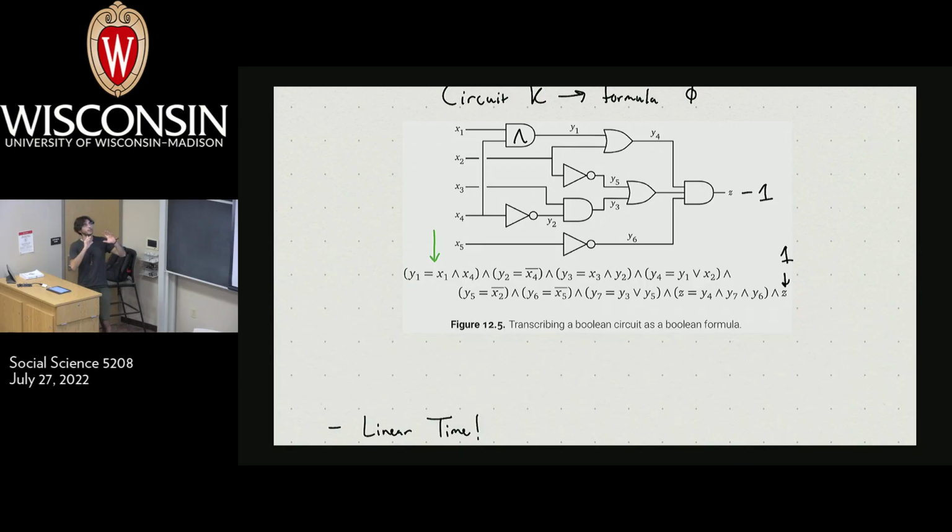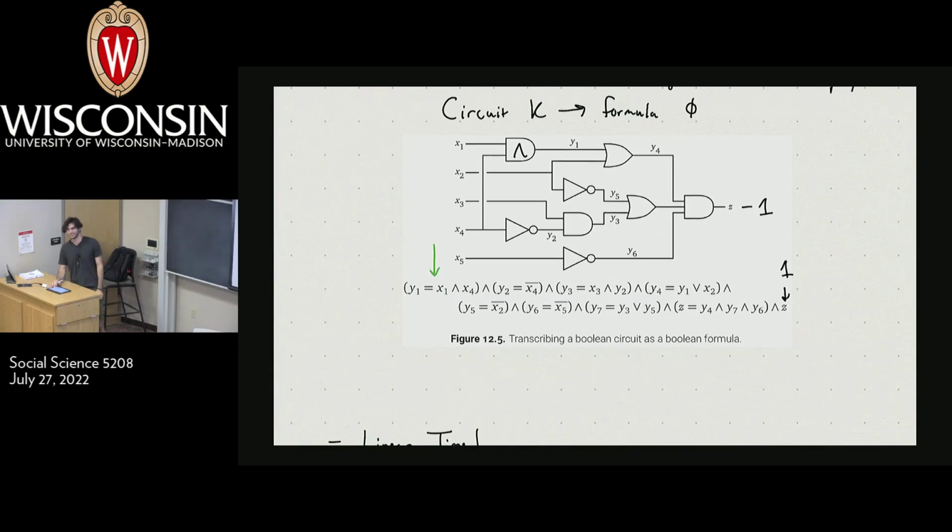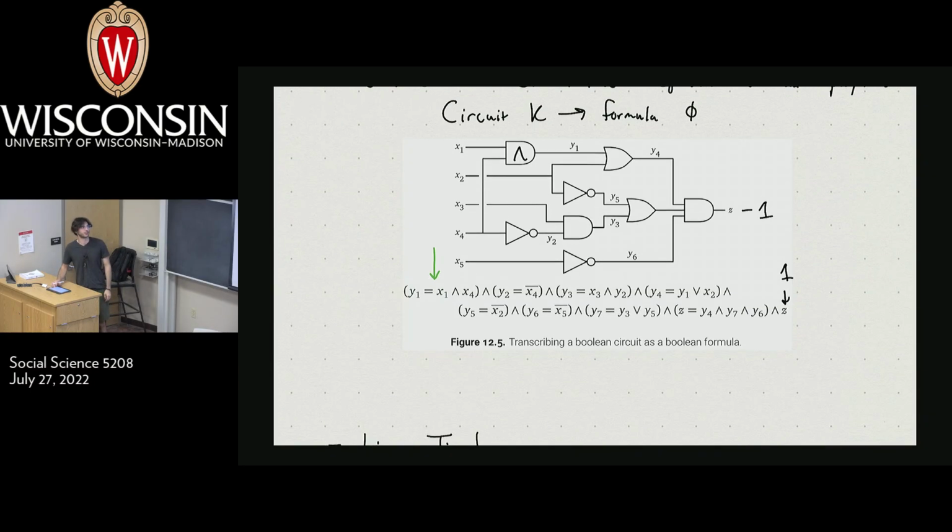Remember, we're converting the circuit into a formula. There are no solutions here. You only care about the solutions when you're proving something's in NP. But we're not going to do this in this class. You just have to worry about proving it's hard.